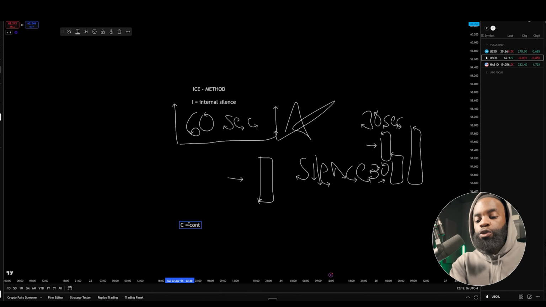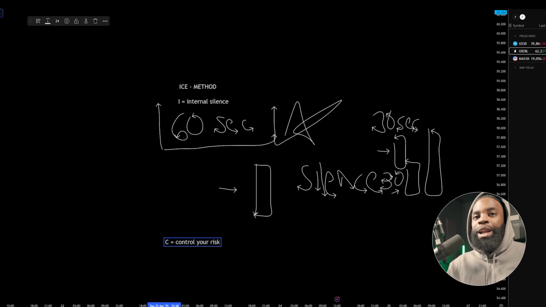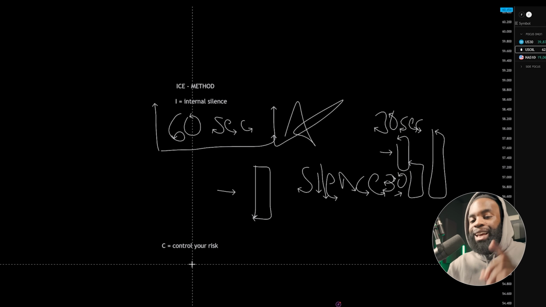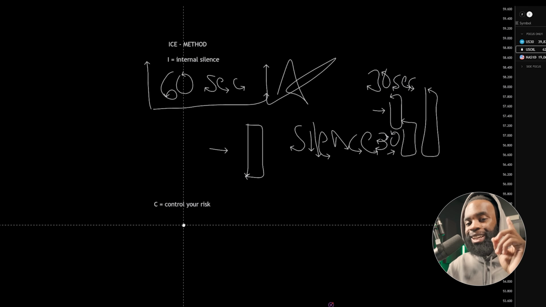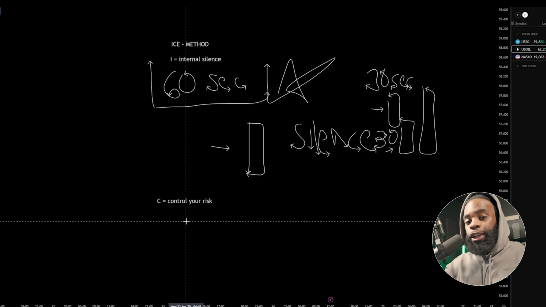C means control your risk. What I mean by control your risk is ask yourself before you get in a setup, if I lose this trade today, will I still be able to take another trade? Remember, you do not control the market, so don't stress over something you can't control.